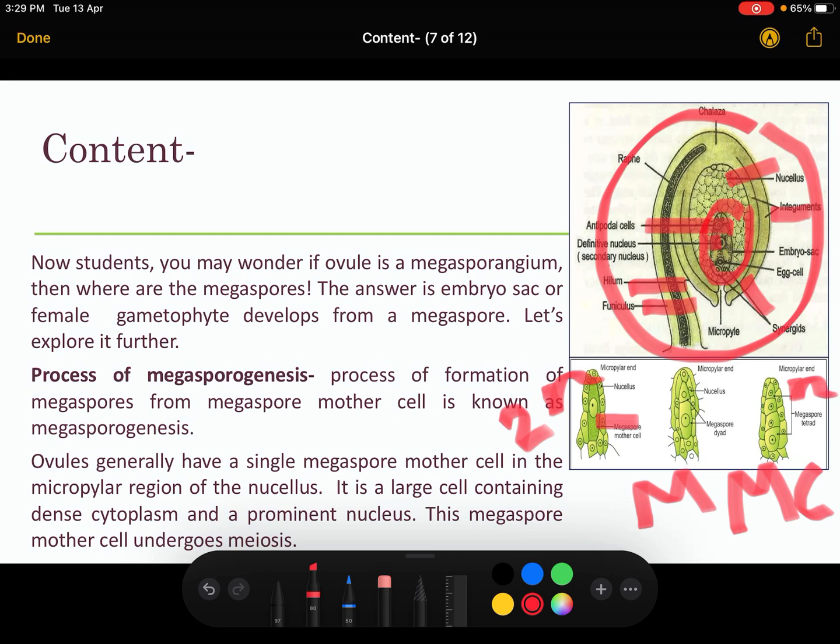n number of chromosomes. They become half, the chromosome number becomes half. So, after meiosis, the megaspore mother cell will divide into 4 cells called the megaspore tetrad, and their chromosome number will be n, half of their mother cell.